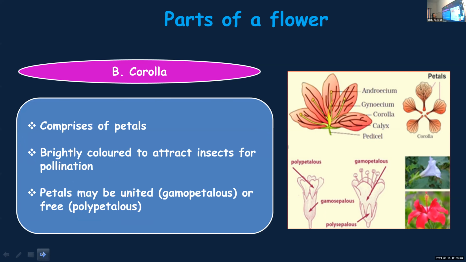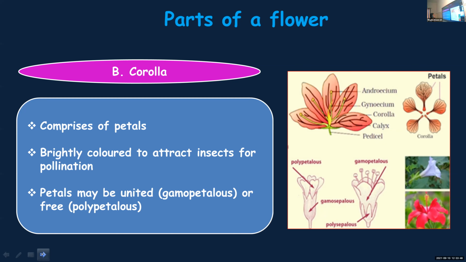Next is about corolla. Corolla comprises petals. These are brightly colored, except in some night blooming flowers, where they'll be white in color so that the white color is better visible at night. Other than that, it will be brightly colored and it is meant to attract the insects for pollination. To bring about pollination, they need to attract the insects and for that they are brightly colored.